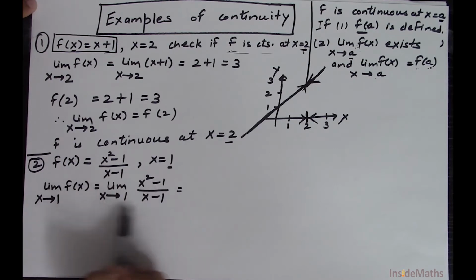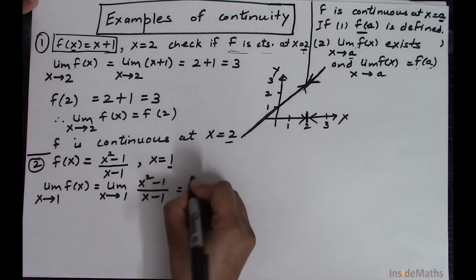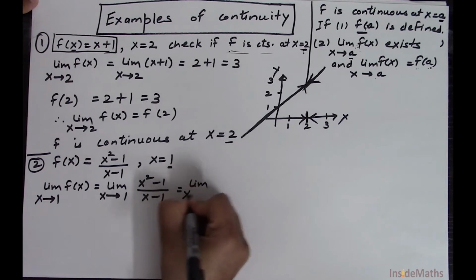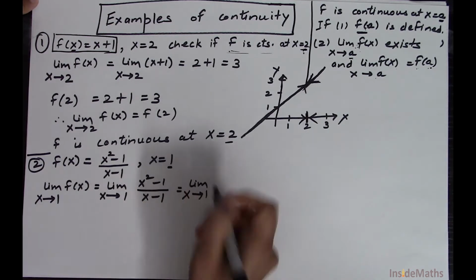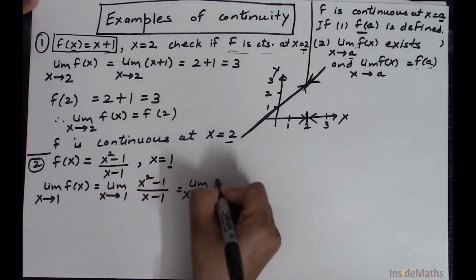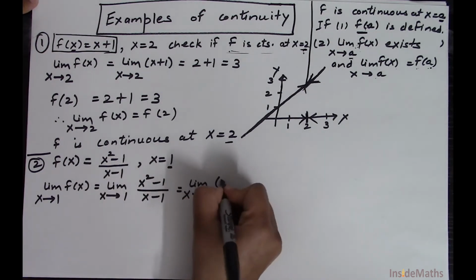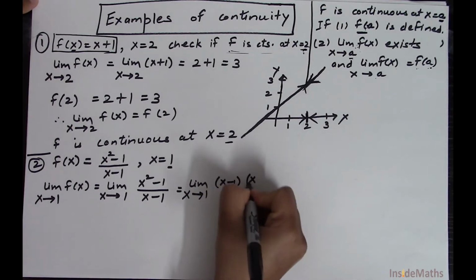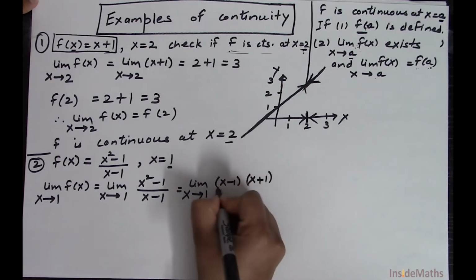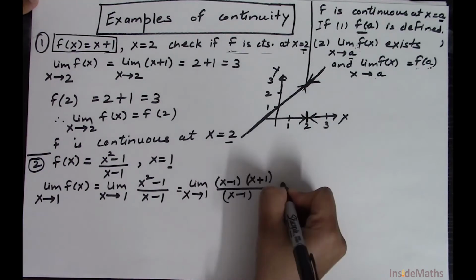Now here I cannot use the direct substitution method, as when I plug this value into the function, I'll get the 0 over 0 form. So I have to check if I can simplify this function and get something else out of it. Now I can factor the numerator: x minus 1 times x plus 1. In the denominator it's x minus 1.